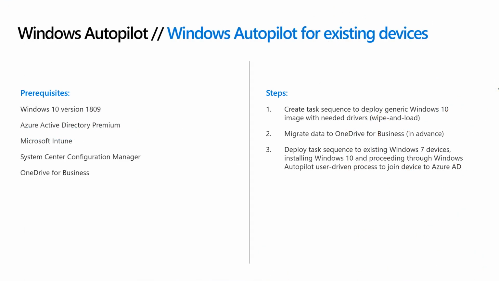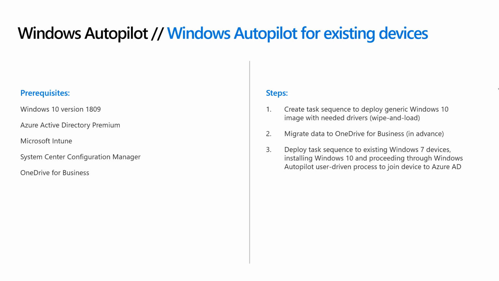Windows Autopilot for existing devices. Okay, it's a very big scenario, a big topic, and how it all works together: OneDrive, Active Directory, Configuration Manager, Intune, Autopilot, etc. So let's imagine we have a Windows 7 device and we want to use the same hardware for Windows 10.